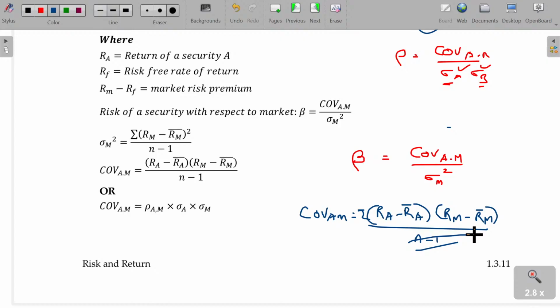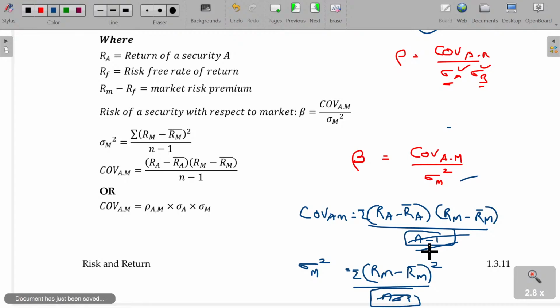In case of standard deviation or variance of market, how do you calculate? Rm minus Rm bar to the power 2 is the variance, and take the summation divided by n minus 1. As here also you have the n minus 1, you can simply remove that n minus 1 also. If you have the n, no problem. If you don't have the n minus 1 also, you get the same answer.